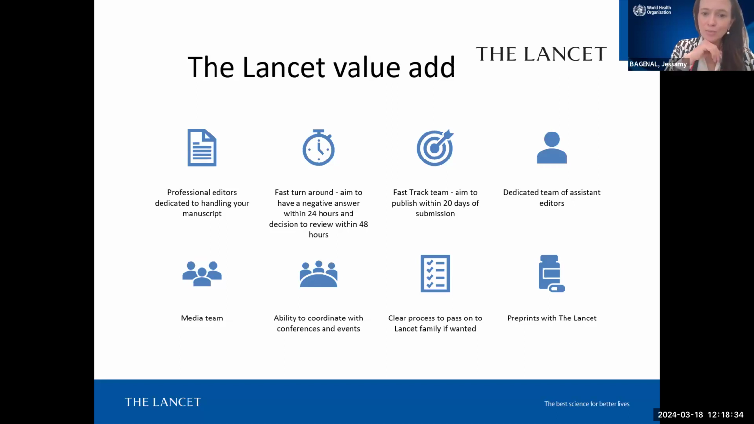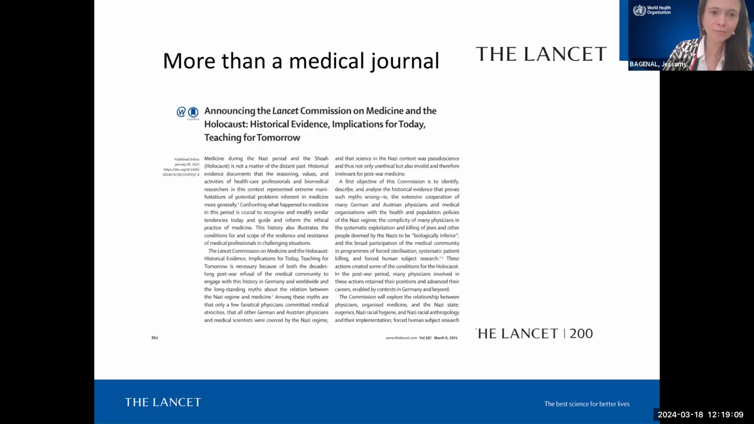We have clear processes to pass on to the Lancet family if that's desired. So, like I said, if you submit something to the Lancet Weekly Journal, we don't think it's quite the right fit for us, then we will discuss it with a family of journals and it might get transferred elsewhere. And we also have preprints with the Lancet. So if you want to get your paper out there straight away, you can always put it on preprints with the Lancet. And then it's online, you can disseminate it, you can publicize it. And at the same time, it can go through peer review to see whether it is something that we want to publish at the Lancet group of journals.